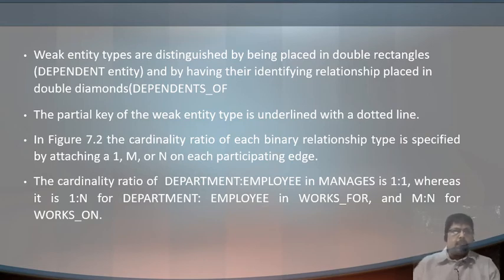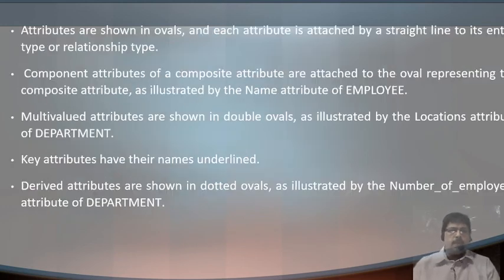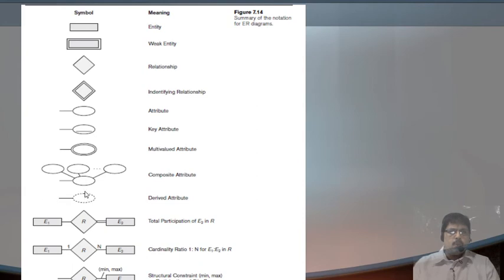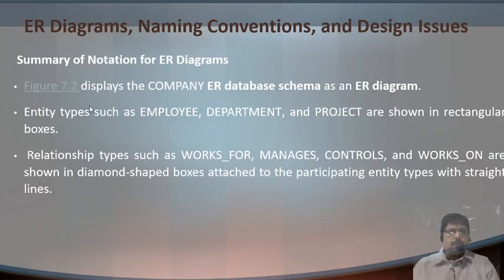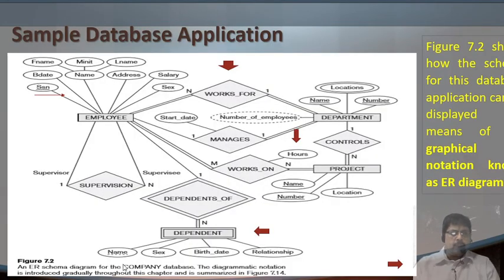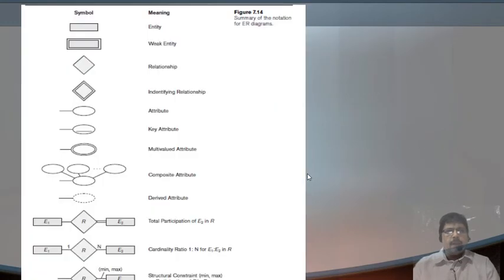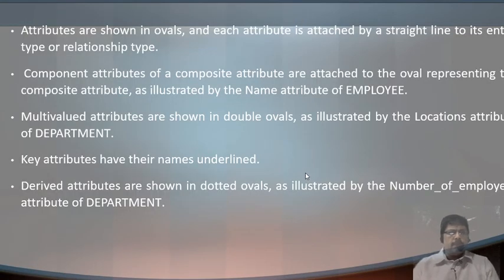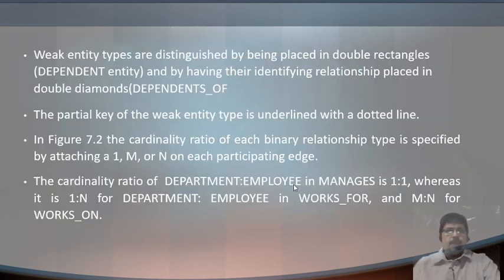and the partial key of the weak entity type is underlined with dotted lines. That too we have seen how it is defined. So dotted underline, we have to go back and check in the ER diagram. Here you see the name of the dependent. It is given with the dotted underline. Derived attributes are shown in dotted ovals, that we have discussed.